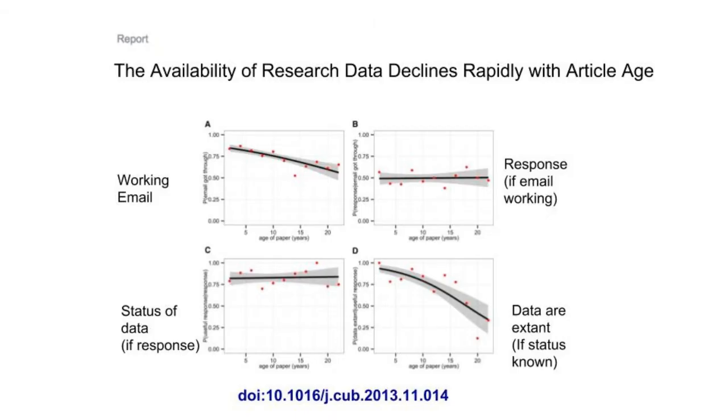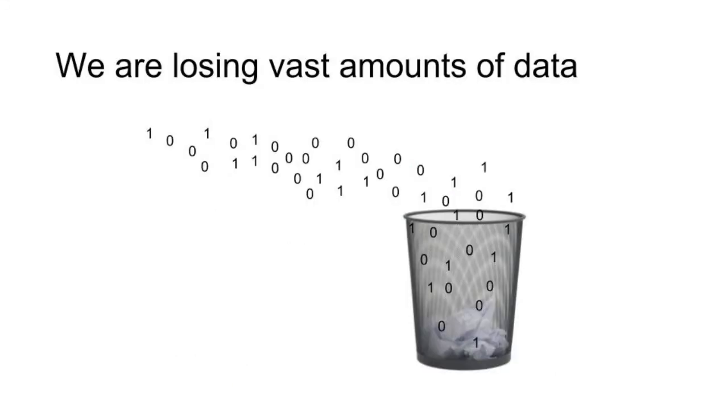The availability of research data also tends to degrade over time. Only about half of the corresponding authors on manuscripts have a valid email address listed. Even if the email address works, the author only responds about half of the time. And then even if you get a response, only about 3/4 of the authors will even mention the status of the data. And even then, only 1/4 of the data is accessible by 20 years after publication. And so we are losing vast amounts of research data.